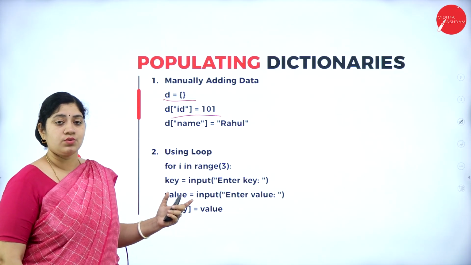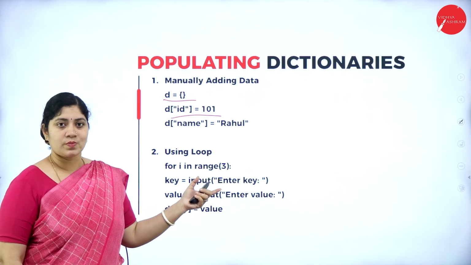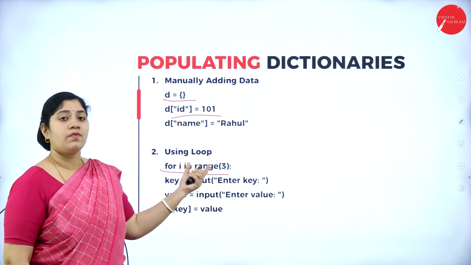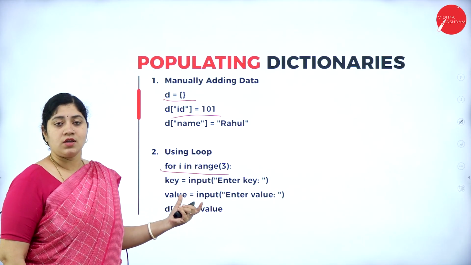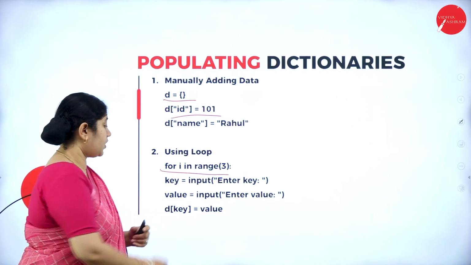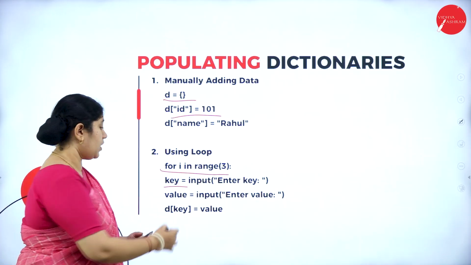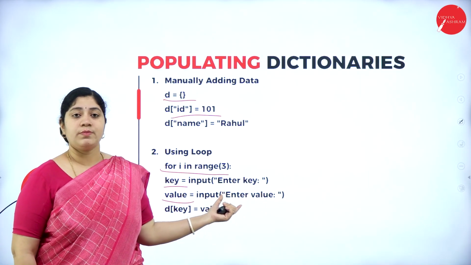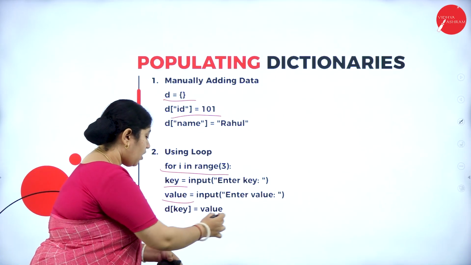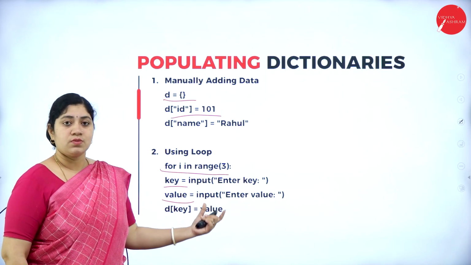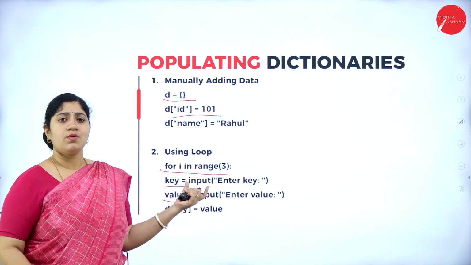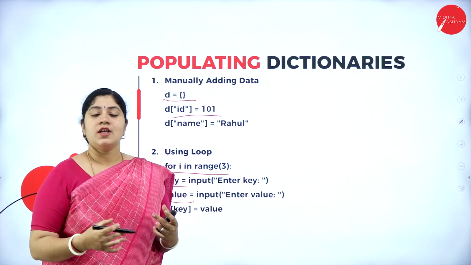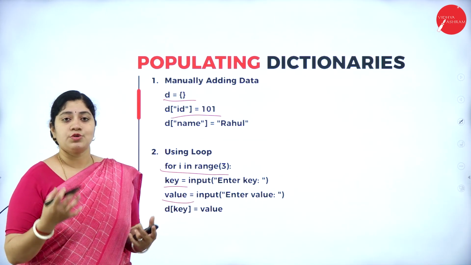We have one more method to do so, that's by using loops. We can see here we are utilizing a for loop in the range of 3. And we are defining key value pairs like key equals input of enter key, followed by value equals input of enter value. So these are the things that will be asked of the user. Then we have key equals value. So this is how we can go with loops, or we can directly and manually go ahead with adding the elements or the key value pairs into the dictionaries.